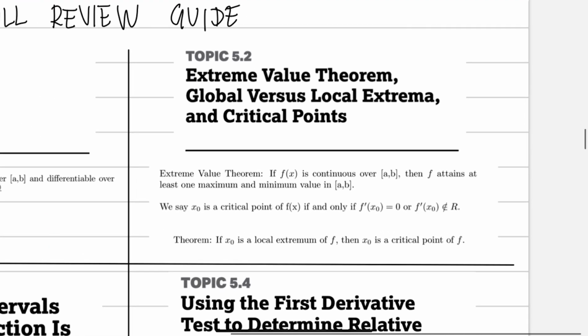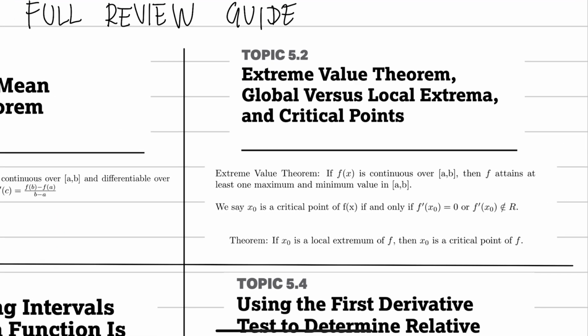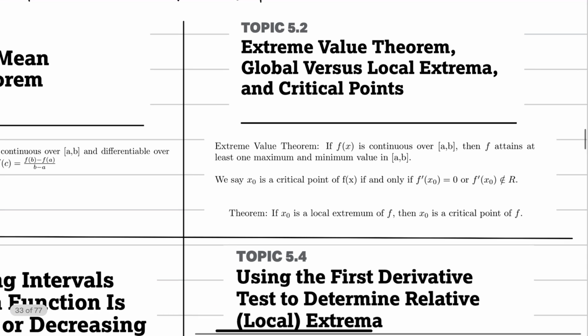So topic 5.2 discusses the EVT and global versus local extrema and critical points. The Extreme Value Theorem simply says that if f is continuous on the closed interval [a, b], then f attains at least one maximum and one minimum value on that interval. Now, let's define a critical point. A critical point of a function f is basically any point where the derivative is either undefined or zero.